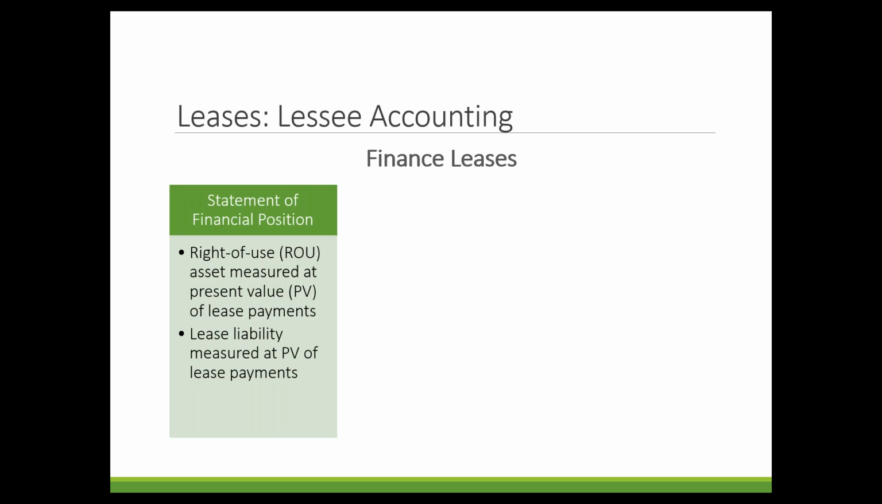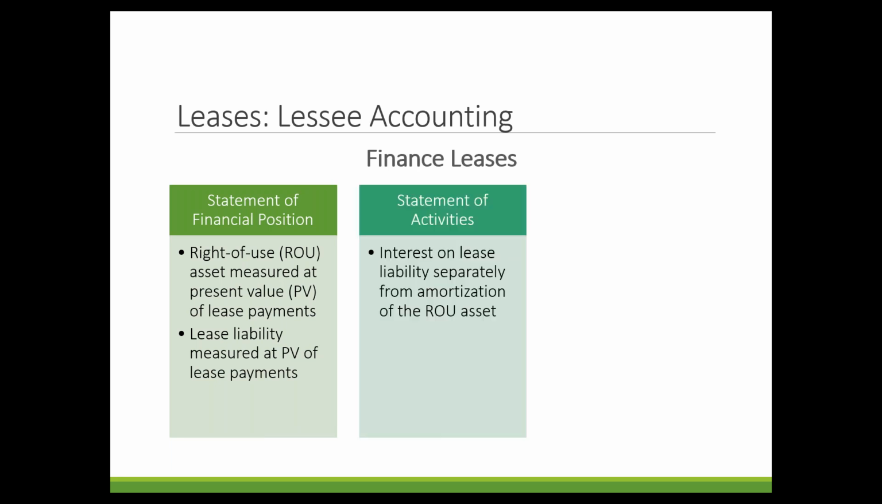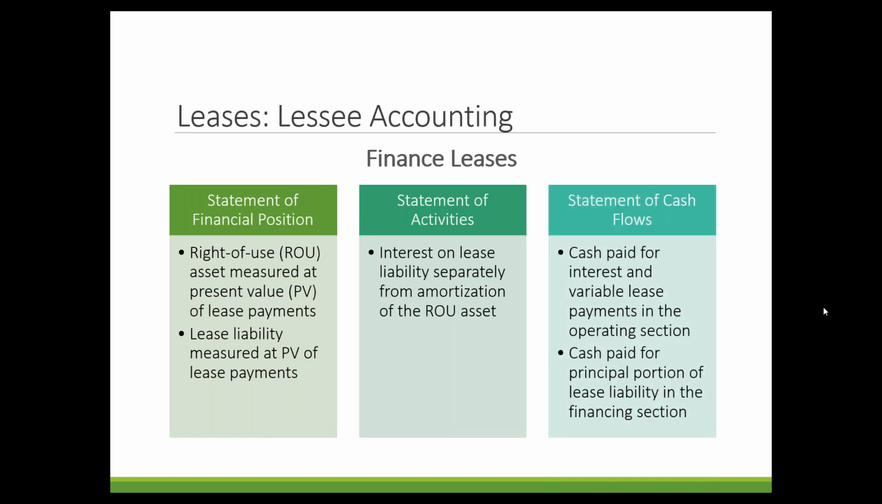One must differentiate between financing leases and operating leases because there are some differences in reporting. For a finance lease, you will recognize the right of use asset and the lease liability initially measured at the present value of the lease payments. You will then recognize interest on the lease liability separately from the amortization of the right of use asset. And you will classify the repayments of the principal portion of the lease liability within the financing activities, and payments of interest on the lease liability and variable lease payments within the operating activities in the statement of cash flows.